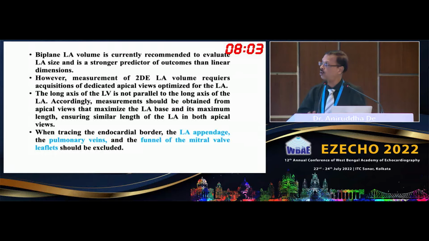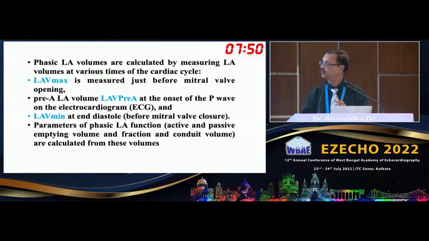While determining the volume, there is something very important: you have to trace, as shown in the morning, the endocardial border. The LA appendage, pulmonary veins, and the funnel of the mitral valve have to be excluded. That we described in the morning. So there are three volumes.